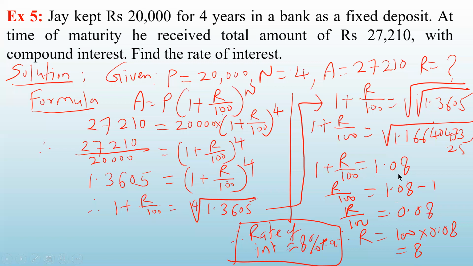Okay. So you will get 1.08. Then shift this 1 to the other side. So it will make a minus. So 1.08 minus 1 will give you 0.08. So r upon 100 is 0.08. Therefore, r is 100 into 0.08. That gives you 8. So rate of interest is 8% per annum. Let us move to the next problem now.